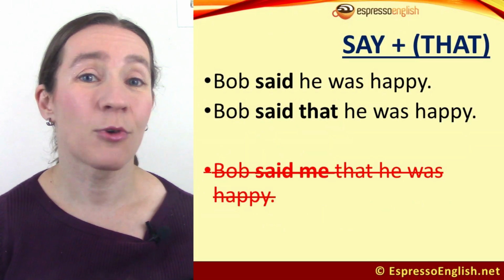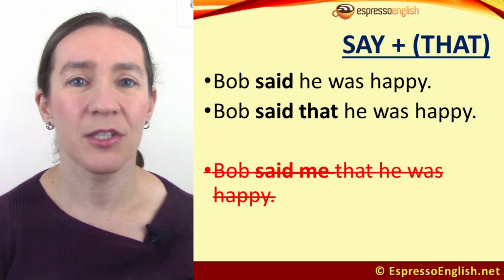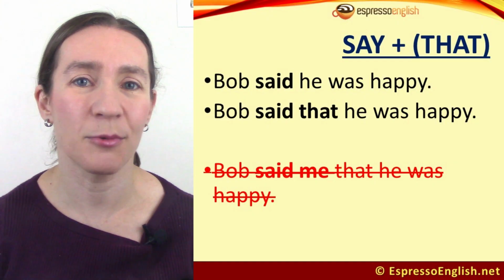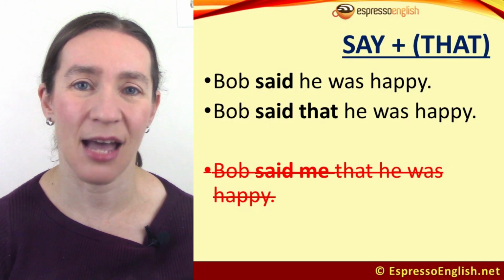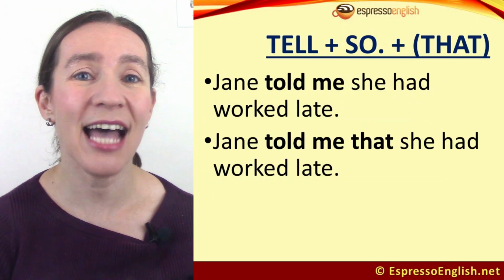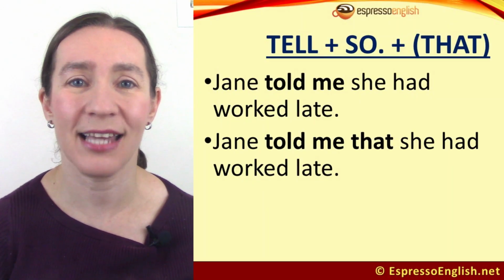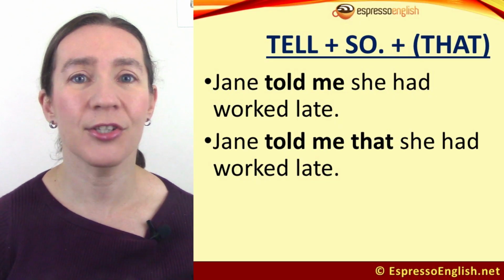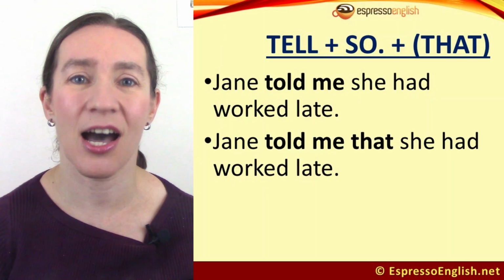Say, or say that. Using the word that is optional after say. So we could say, Bob said he was happy, or Bob said that he was happy. But don't say, Bob said me that he was happy. That's not correct. Instead, we can use the reporting verb tell someone that. So after the word tell, we must always have a person. Jane told me she had worked late, or Jane told me that she had worked late. Again, the word that is optional.